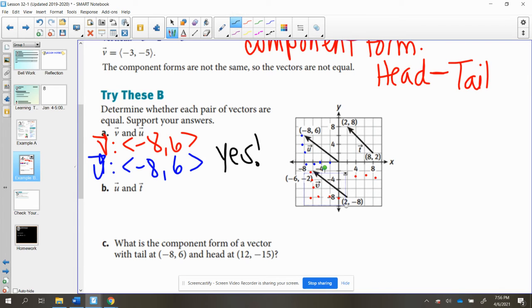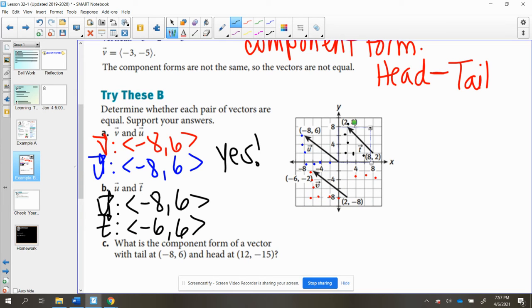Now on the second one, you should have looked at this and said, okay, we know from up above that this is -8, 6, the component form of t. Move to the left 2, 4, 6, up 2, 4, 6. Well, left 6, up 6, these do not match. So we would say, no, these vectors are not equal. Component forms are not the same. Okay, so showing that to support our answers as well.